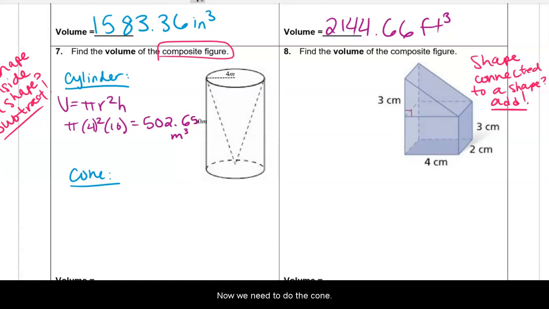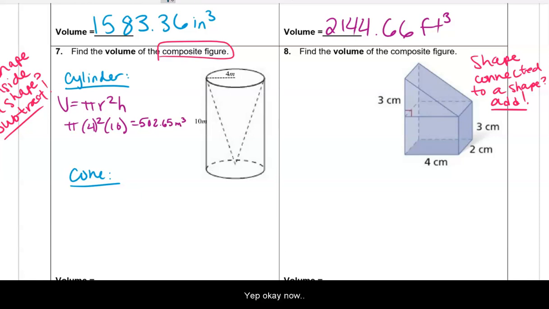Now we need to do the cone. Maybe I should make that a little smaller. Ooh. Shh. Sorry, guys. I'm just going to write this a little smaller, 502.6 meters cubed. That way we can still see the 10 there. I was covering it up. There we go. 6.5. Yep.